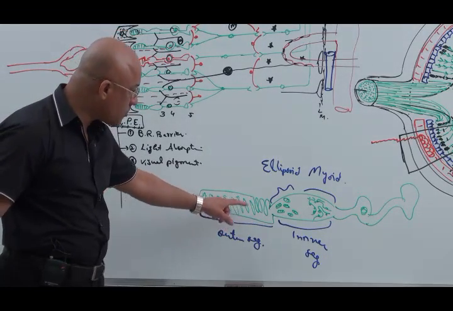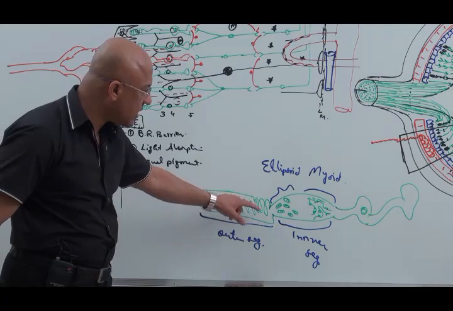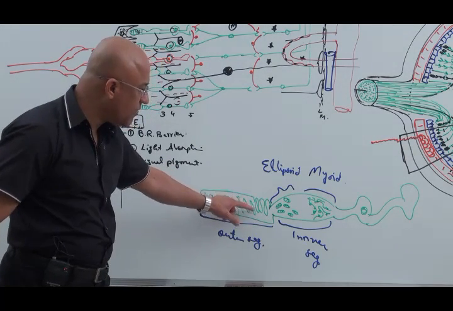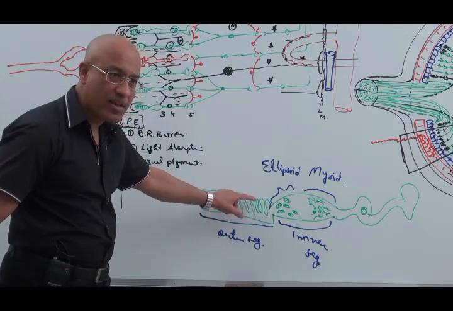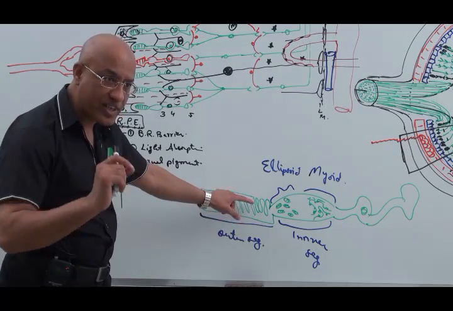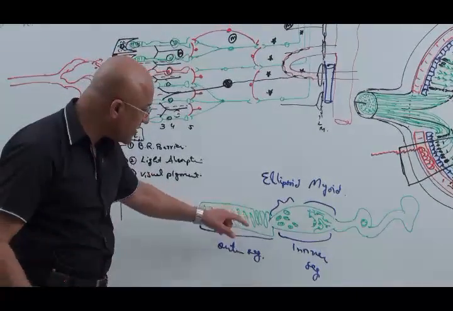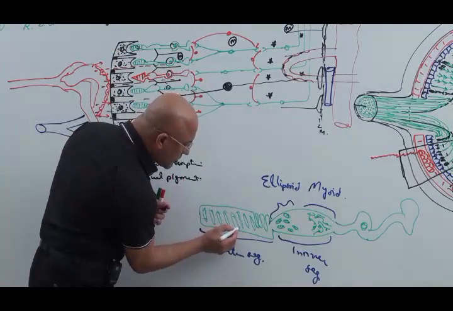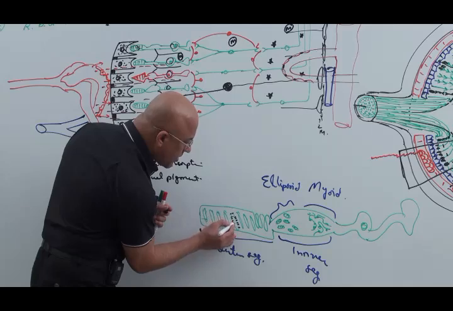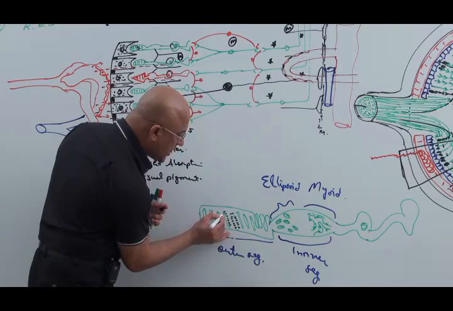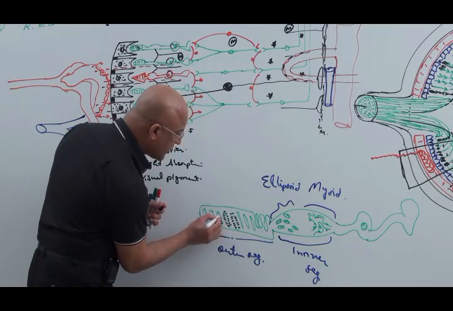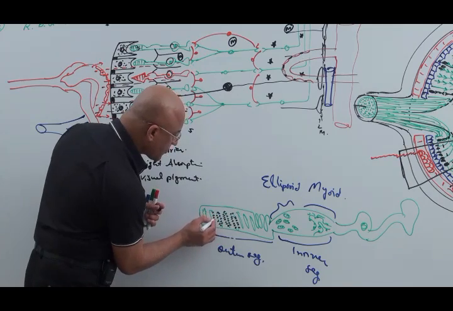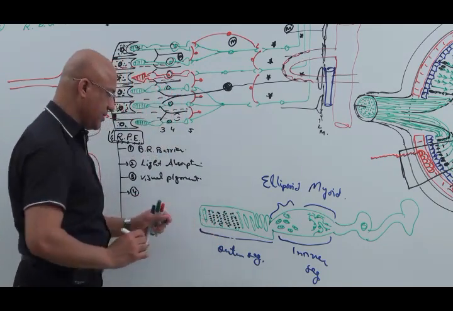Here these visual pigments and proteins are added to the membranes. They are embedded in the membranes, and then these membranes are loaded with visual pigment. If I make the visual pigment black, this is a part of these membranes, visual pigment, or here it is rhodopsin. Is that right? Yes.